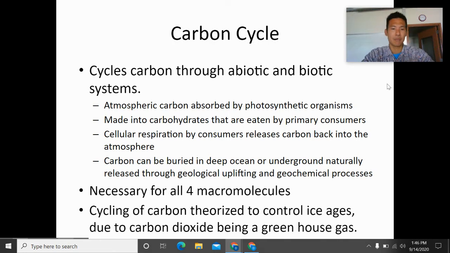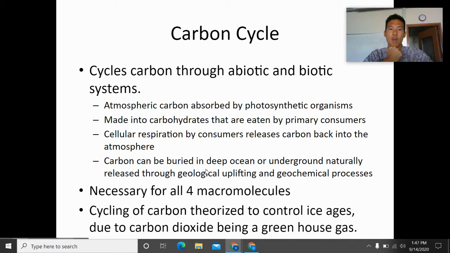From there, animals and fungi will go through respiration, and they will release carbon back into the atmosphere. Now, living things, all of your different kingdoms of life, will retain carbon, from your two kinds of bacteria to your fungi to plants and animals. These things will die, and carbon will get buried deep underground, and it will come back up through the Earth's geological movements: geological uplifting, earthquakes, tectonic plate movements, geochemical processes, volcanoes.